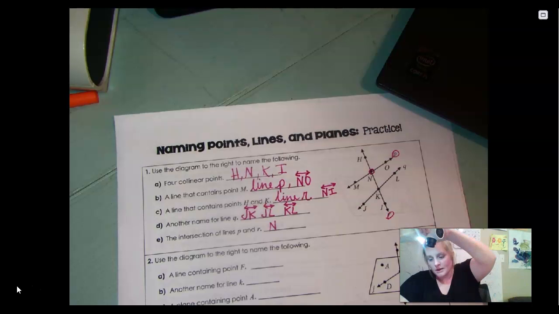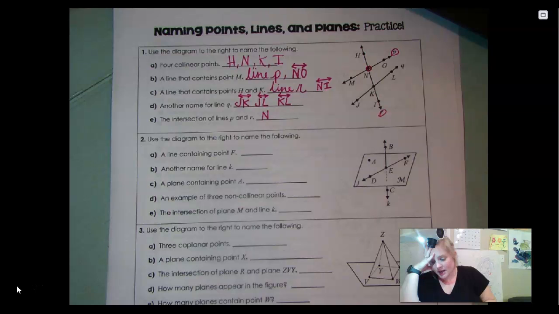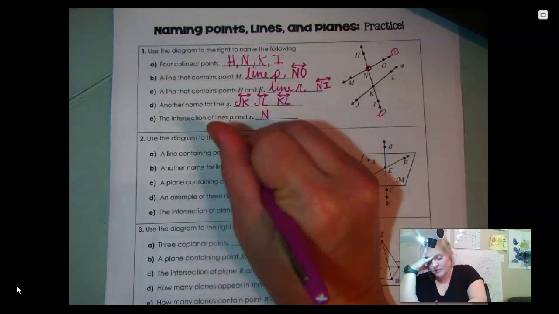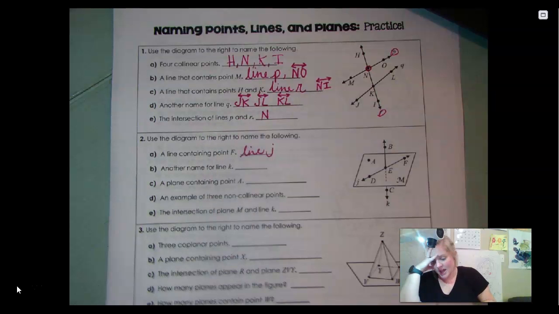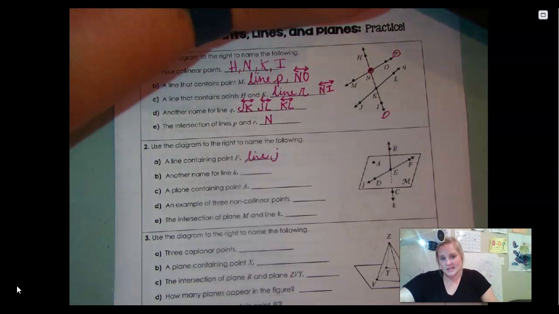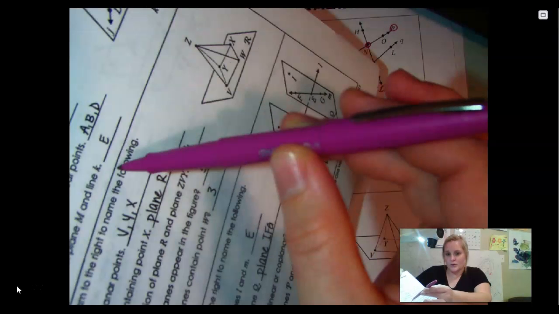All right. Number 2. Number 2 says use a diagram to the right to name the following. A line containing point F. Here's point F. I'm looking for that line. We're going to call it line J. Okay, line J. Another name for line K. So K, you can see, is dashed. Which what that means, you guys, is that it's going underneath that. So that's like a plane, like a piece of paper. And that would be like me stabbing this with this pen. And this going through the pen, through the paper, out the other side.